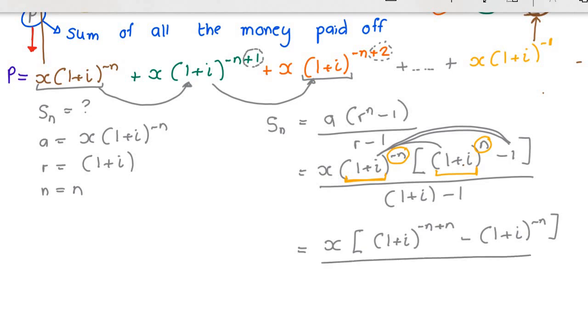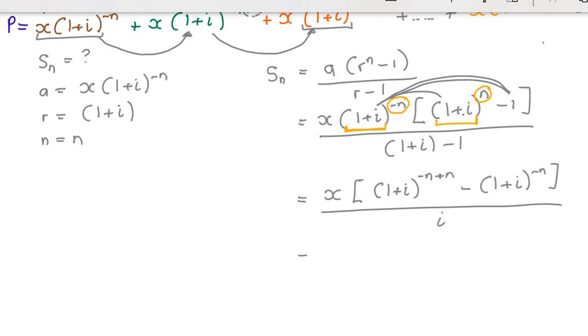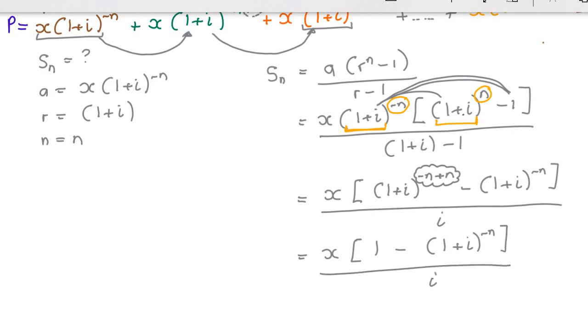Now at the bottom, 1 plus I minus 1 is just I. Now finally, I'm hoping that we realize that negative n plus n is 0, and anything to the power of 0 is 1. So it actually becomes 1 minus 1 plus I to the negative n all over I. And you'll notice it is very similar to the future value annuity formula. It's just that the first bracket's almost swapped around, with a negative exponent. And this is what we call a present value annuity formula.